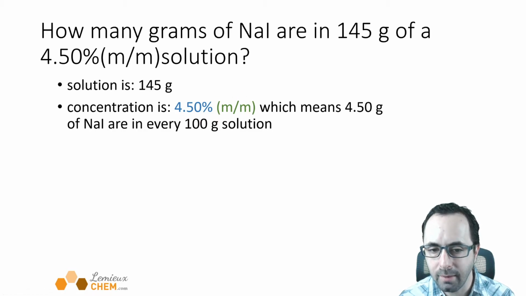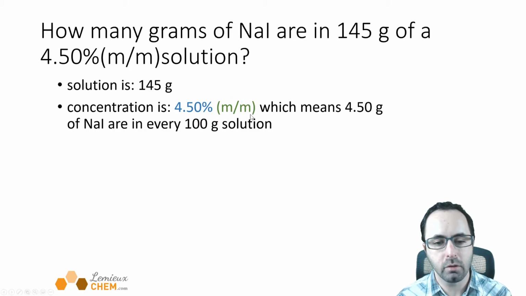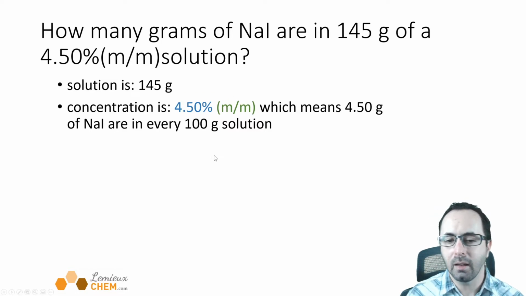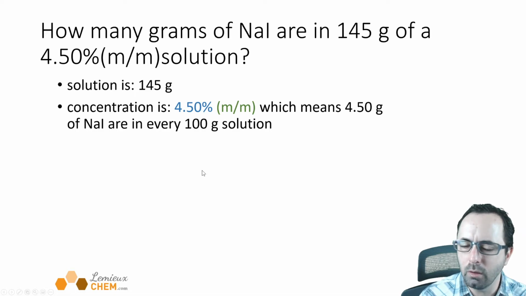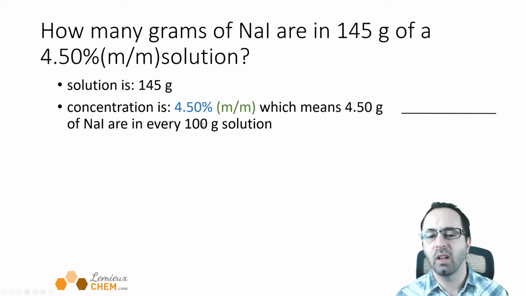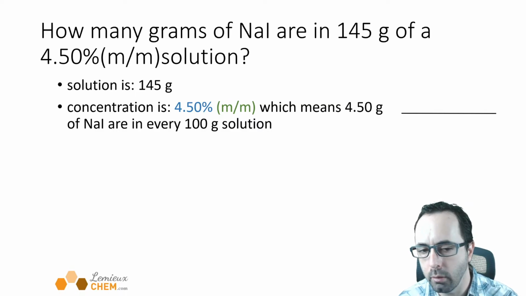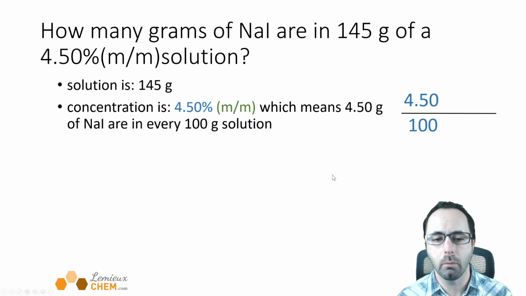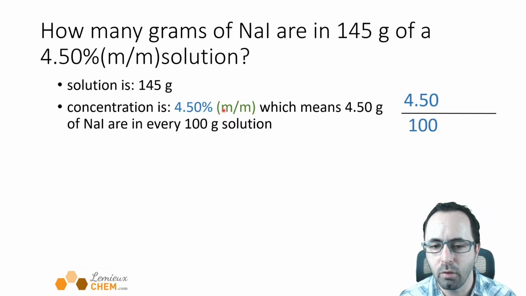The way you get that is you translate this into a conversion factor. And as I said, the hardest part of these problems is taking this concentration and turning it into a conversion factor that you can use. So let's translate this now. We're going to make a conversion factor right here. First, we'll translate the blue part, 4.5%. 4.50% per 100. So we could put 4.50 on the top and 100 on the bottom.